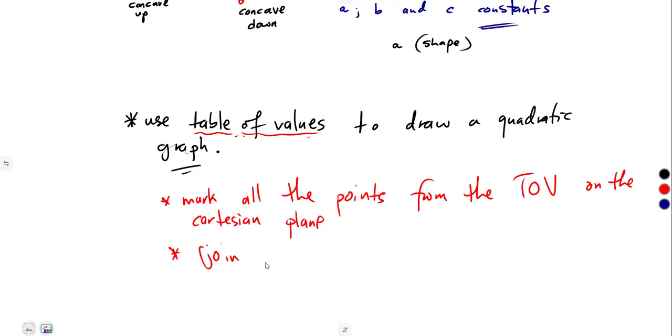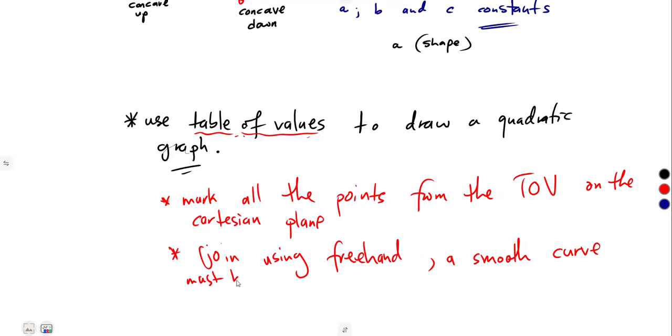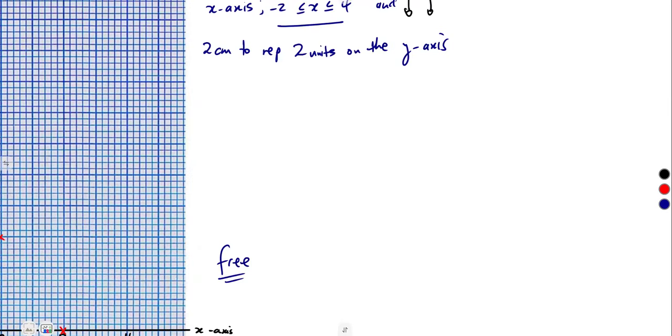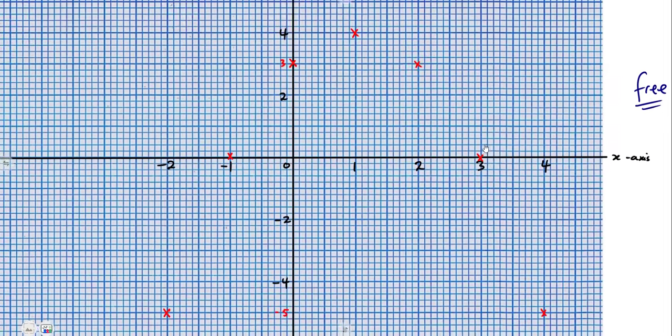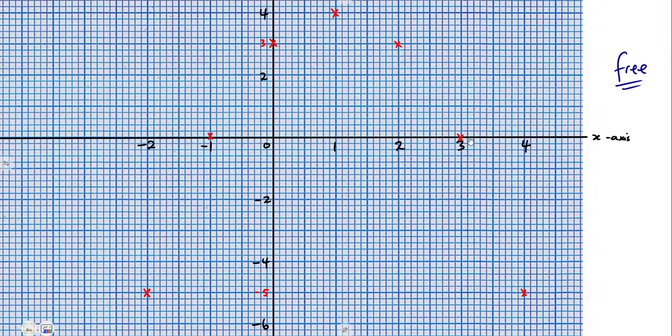You simply join using freehand. A smooth curve must be produced. Very smooth. So make sure you use a sharp pencil, all right? And try by all means to produce a smooth curve by joining these points. So these are the points that you're given.